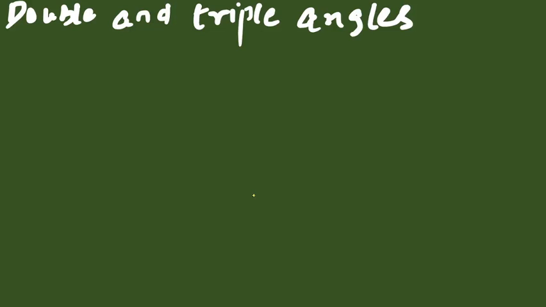So, good morning. We have the double and triple angle formulas of sine and cosine. Suppose I want to find sine 2A. I'm going to use the formula of sine x plus y only, that is sine x cos y plus cos x sine y, which we were using.